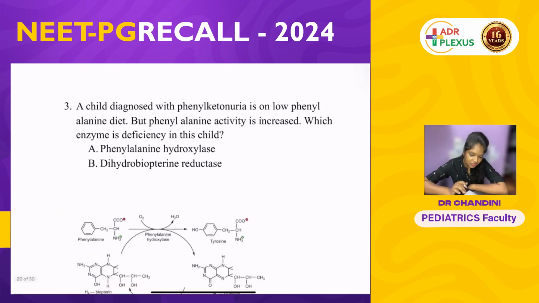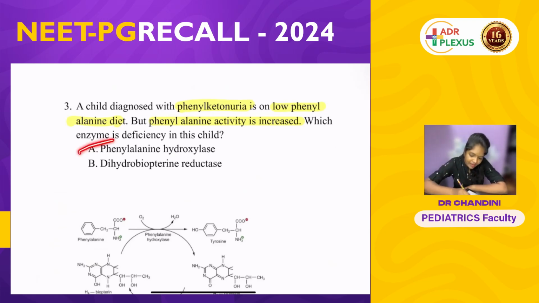Third question. This is a slightly difficult question, because a child is diagnosed with phenylketonuria. Fine. The child is on a low phenylalanine diet. Yes, in any case of phenylketonuria, you're going to cut phenylalanine in the diet. But the phenylalanine level is increased despite you restricting the phenylalanine. Then what is the enzyme which is deficient? This was asked and 4 enzymes were given.